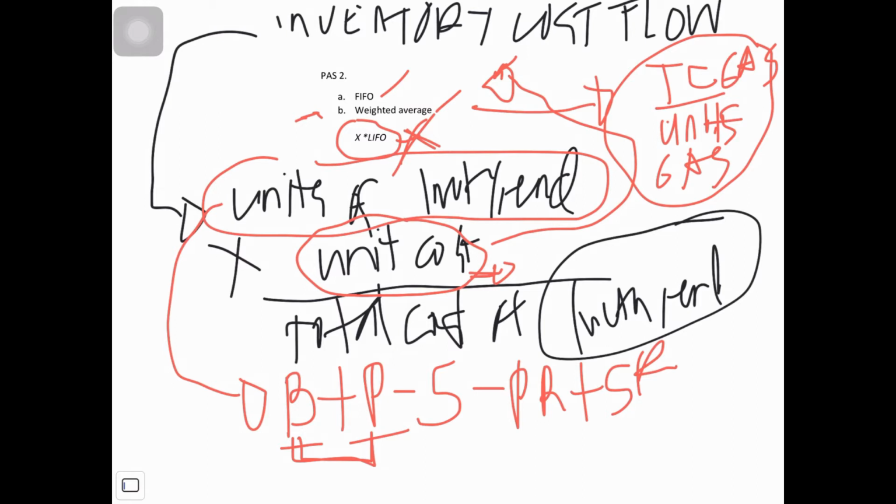In weighted average, guys, it matters whether you are perpetual or periodic. Because in perpetual, it is called moving average. So, every purchase and every purchase return changes the unit cost. And that changed unit cost is what you will multiply by your units of inventory end. Let's have an example, guys, to grasp it clearly.